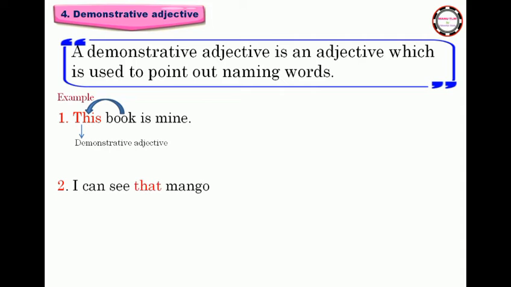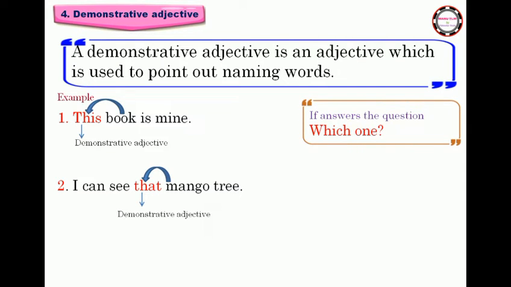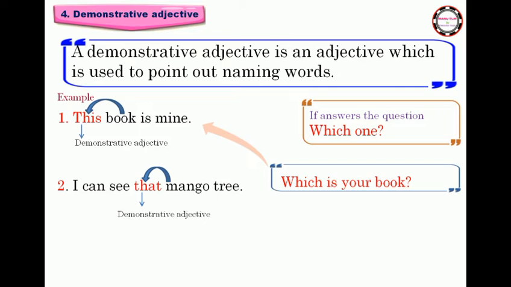Observe the second sentence. I can see that mango tree. Mango tree is a naming word or subject. It represents that. So it is a demonstrative adjective. Questions start with which one. First sentence question: which is your book? This. So it is a demonstrative adjective. Second question: which one do you see? I can see that mango tree. That. So it is a demonstrative adjective.